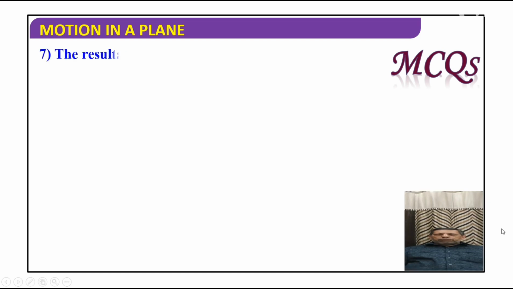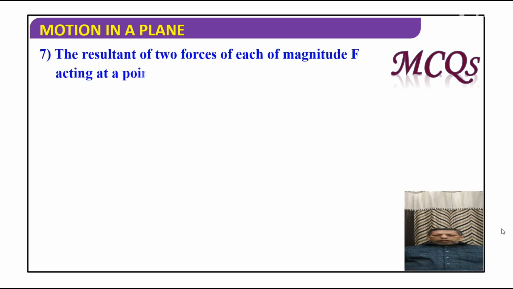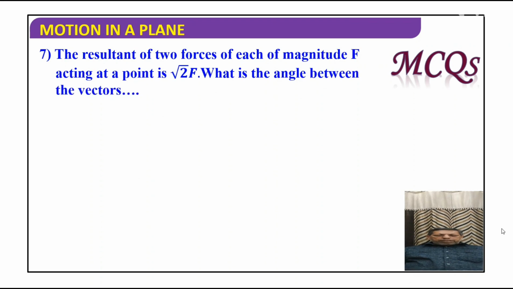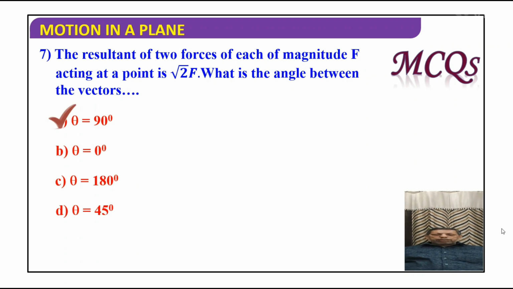The resultant of two forces of each of magnitude F acting at a point is square root of 2F. What is the angle between the vectors? A option 90 degree, B option 0 degree, C option 180 degree, D option 45 degree. Now this is very clear. The theta should be 90 degree. So first is the correct.